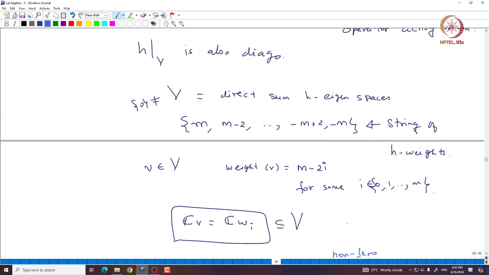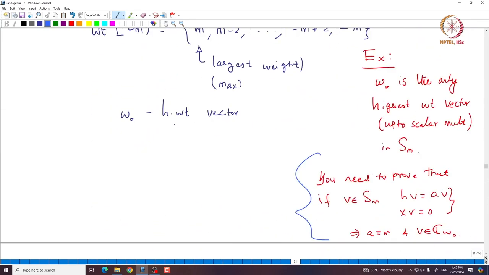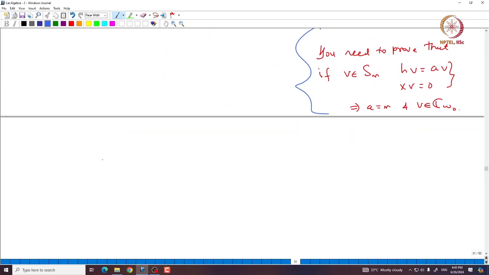Okay, this gives, for any given non-negative integer m, this S_m, which is an irreducible module. Okay, given m in Z plus, we have this S_m, which is an sl2 irreducible module. And we will prove that this correspondence is indeed a one-to-one correspondence between Z plus and the isomorphism classes of finite dimensional irreducible SL2 modules.